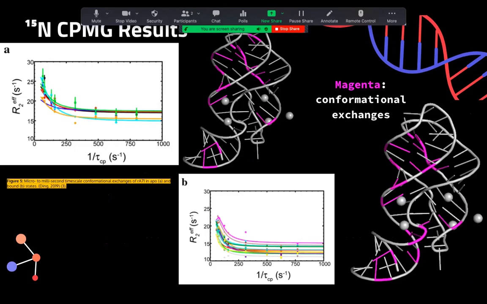So on the next slide, in figure 5A, which is the top left corner, that is the apo state, and figure 5B is the ligand bound state on the right side. And these are the results of the nitrogen labeling CPMG experiments, which show the microsecond to millisecond timescale conformational exchanges of RA71 in the apo and bound states. And if you look at the yellow arrows in the PyMOL images, you're able to see the residues that actually have a dynamic change before the ligand binding occurs and after it occurs.